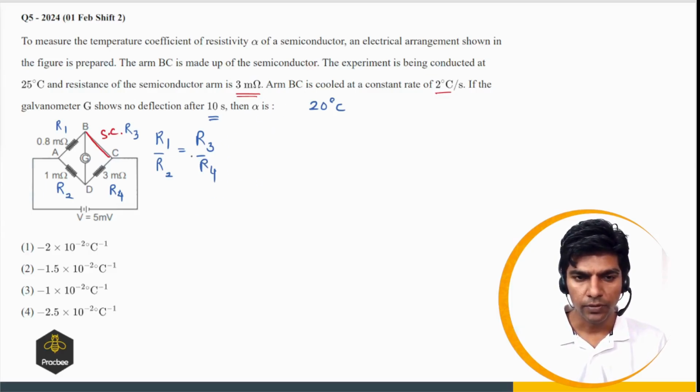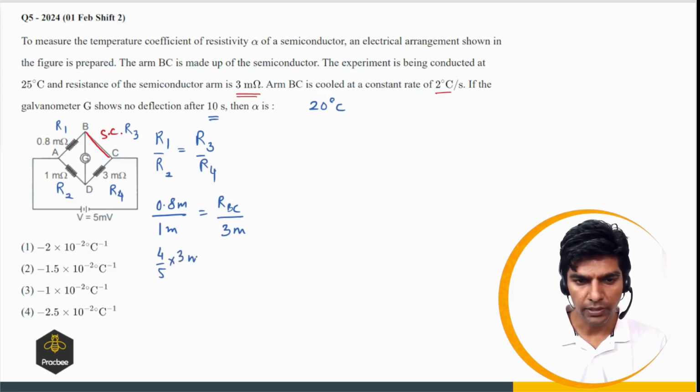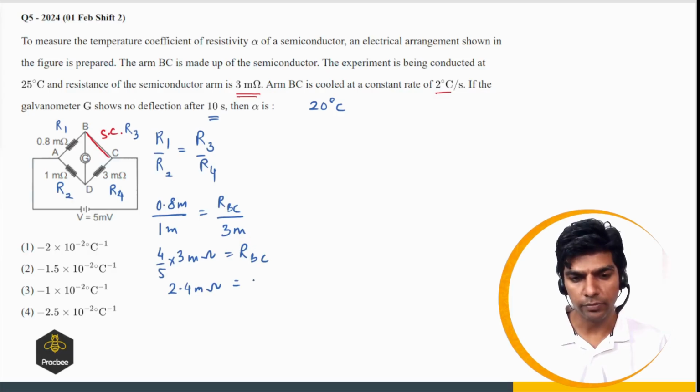And what is the resistance at the new temperature? Let us find the resistance of this branch BC at new temperature. R1 is 0.8 milliohms, R2 is 1 milliohm, and resistance of branch BC divided by resistance of DC, which is 3 milliohms. So this comes out to be how much? So 4 by 5 times 3 milliohms, which is 2.4 milliohms. That is the resistance of the semiconductor at new temperature.